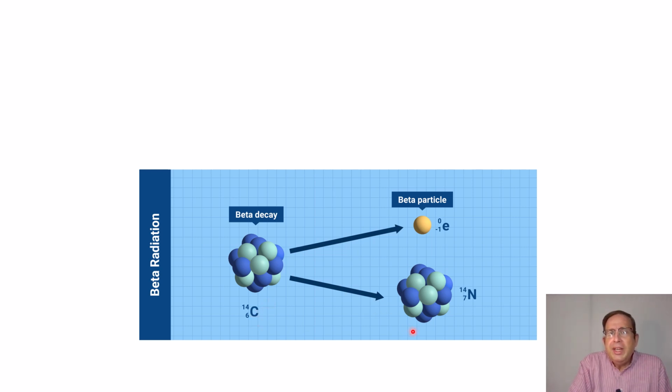neutron is converting into a proton. So you can see here the proton number is increasing from 6 to 7 as carbon converts into nitrogen. And in the process, due to conservation of charge, a beta particle, which is a negatively charged electron, is produced.